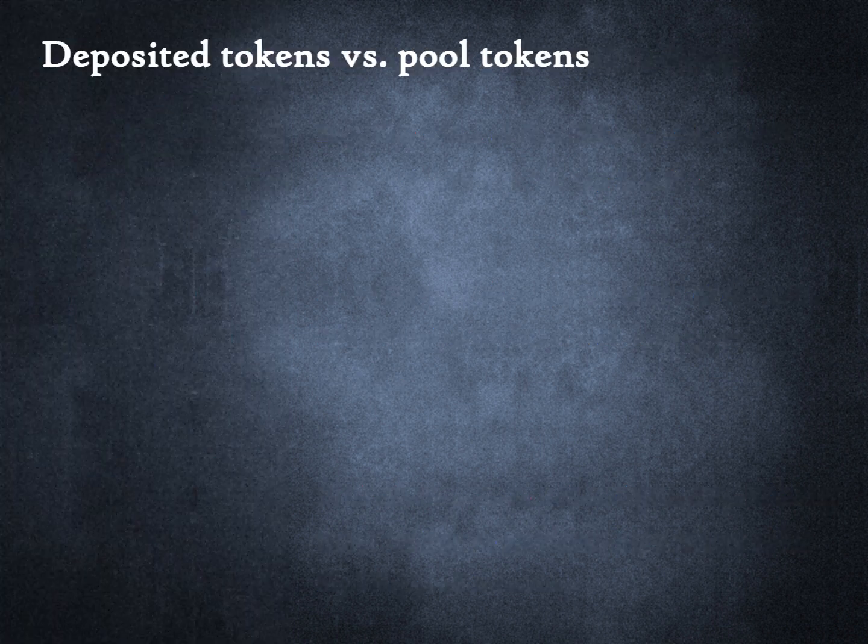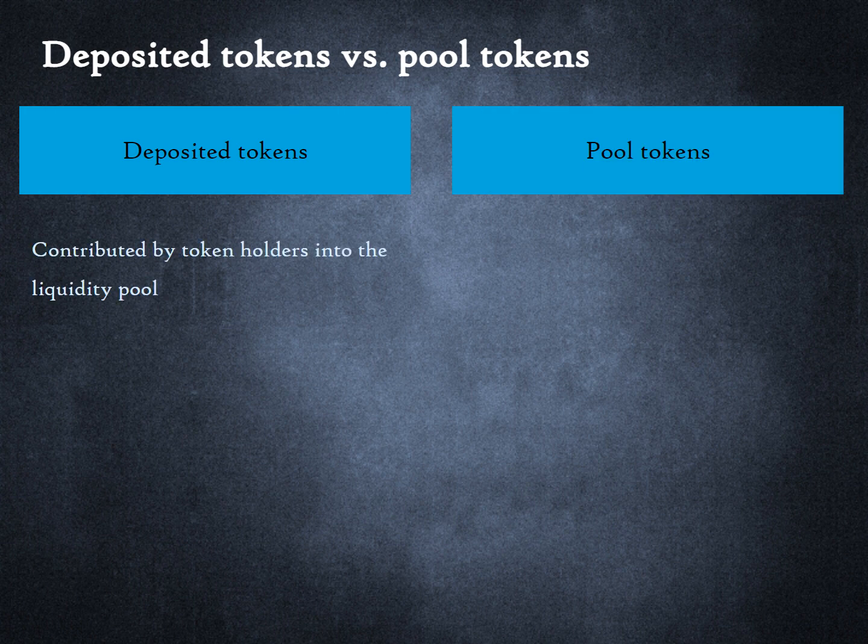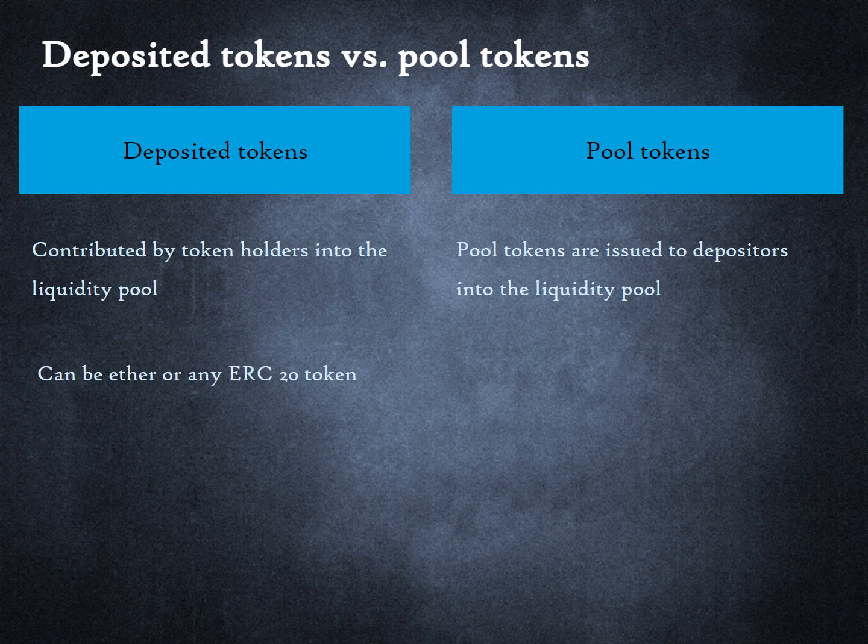At this point, we can clarify the distinction between 2 types of tokens. The deposited tokens are contributed by token holders into the liquidity pool. Pool tokens are issued to depositors into the liquidity pool. Deposited tokens can be either Ether or any ERC20 token. Pool tokens in version 2 of Uniswap are ERC20 tokens. Version 3 brought about a major change in the nature of pool tokens. We will cover it in the next lesson.